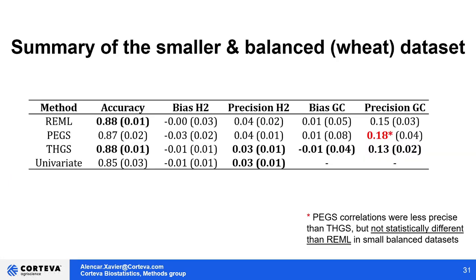So in the overall summary of this study, we see that in accuracy, REML and TEGS were the most satisfying. In terms of bias of the heritability, REML was the best method. In terms of precision, TEGS, both univariate and multivariate, were the best methods. The genetic correlation was best estimated by TEGS, and the precision of the genetic correlations also best by TEGS, and worst by PEGS, which is the pseudo-expectation method. But one thing to notice is that the PEGS correlation was less precise than TEGS, but not statistically different from REML in the balanced dataset.